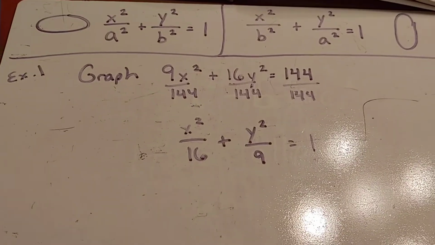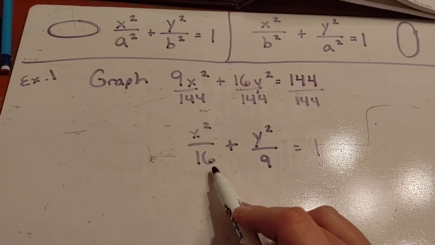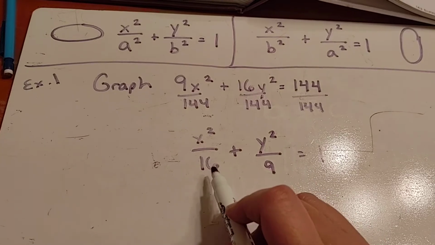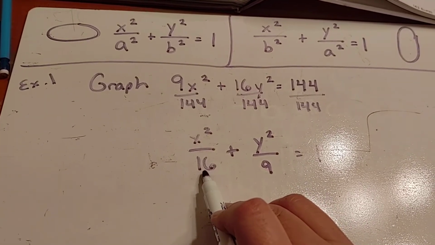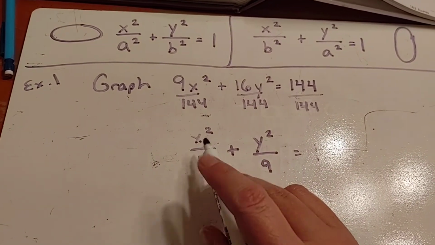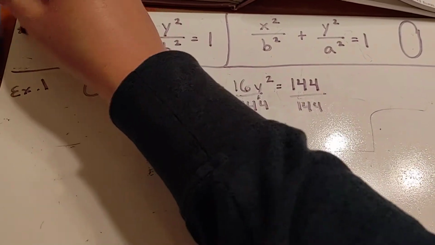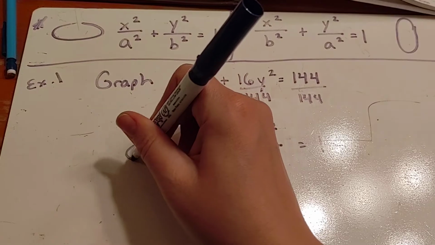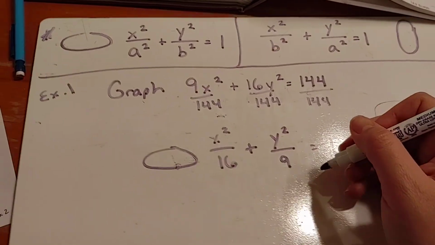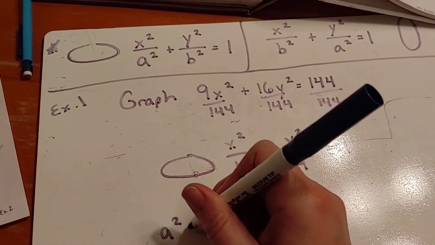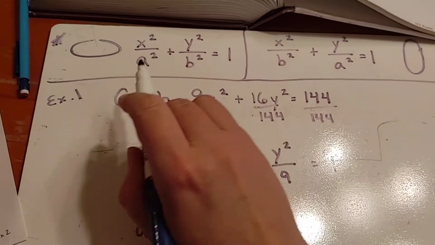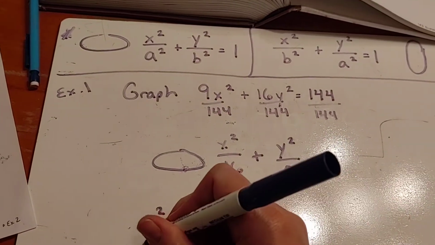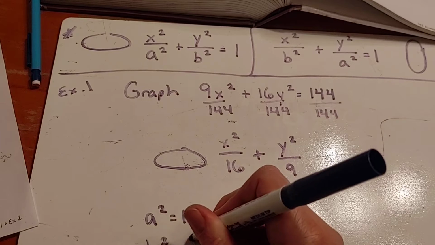Now remember, we made a big deal about this. The A value, or the A squared actually in this case, I should say. The A squared value is always the bigger value. It's hanging out with the X here, which means in this case, I have a horizontal or a wide ellipse. I'm going to just do a little sketch off to the side. That also means that A squared equals 16. It also means that B squared equals 9.